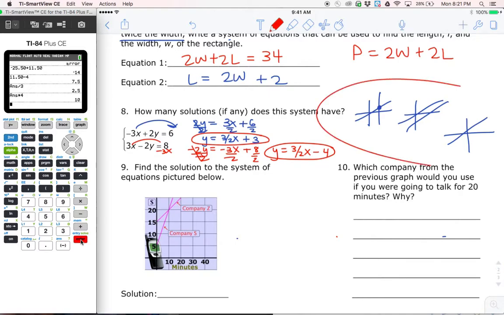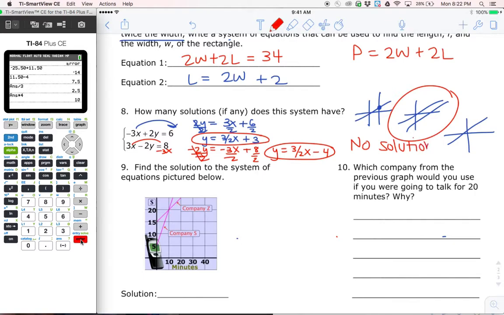Which of these things is happening here? Well, hopefully you realize that they're not exactly the same line, but they do have the same slope. Y'all, they are parallel. They have the same slope, so we say no solutions. All right, no solutions.